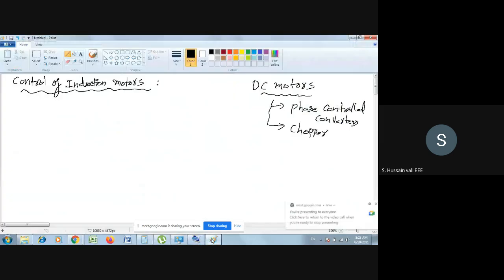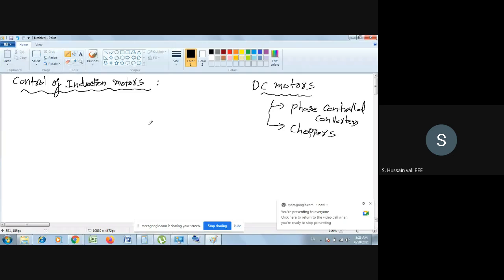we have seen how the speed and torque of the DC motors has been controlled. Now, in today's class, we will go to the induction motors. So how do we control the speed and torque of induction motors? What are the different ways? All these things we will study.